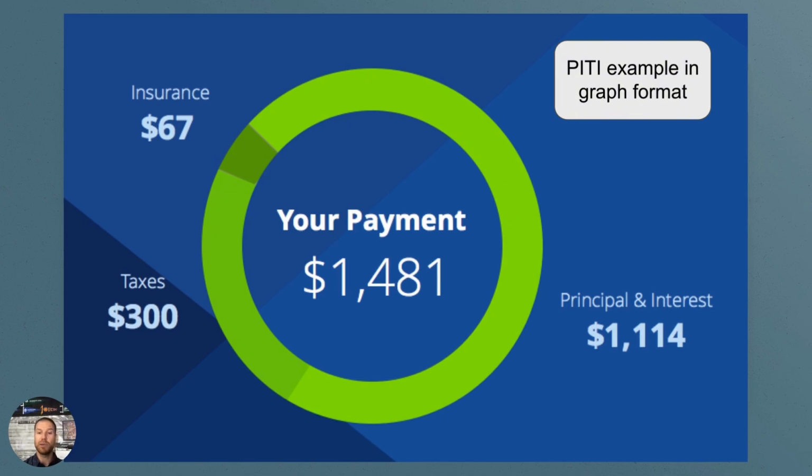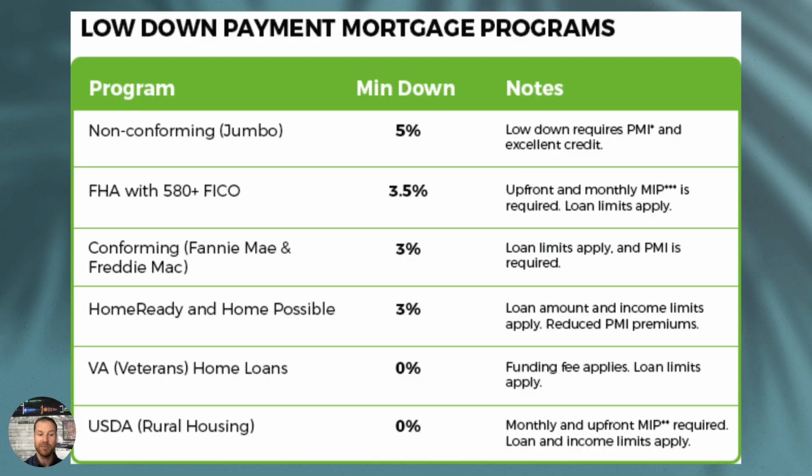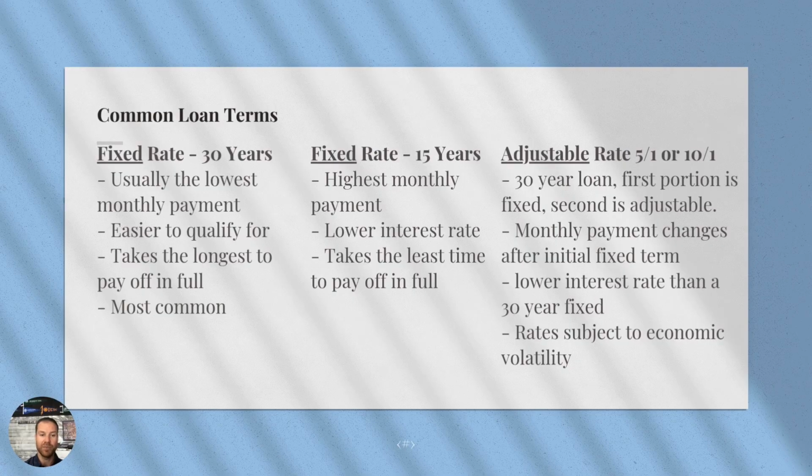This is an image that breaks down what that PITI looks like in graph format. And then I talk briefly about some of the different low down payment mortgage programs that are out there. If we're talking about bigger mortgages, and this also changes every single year, we need to talk about non-conforming jumbo mortgages, but for the most part, many of these loans that are here are typically going to be associated with a lower type of minimum down payment.